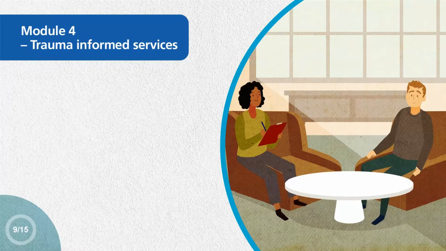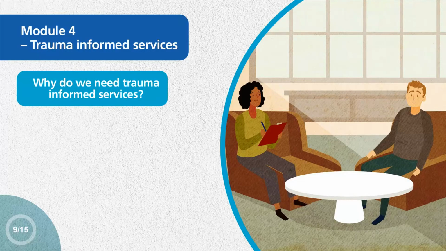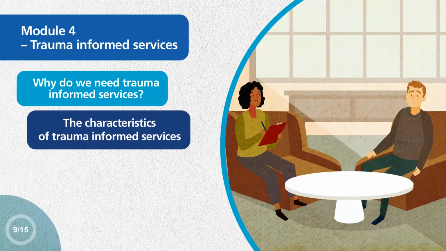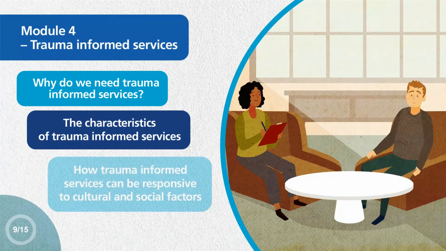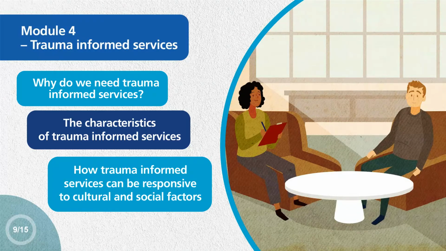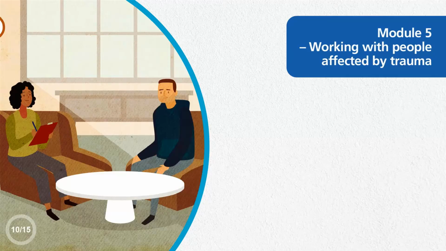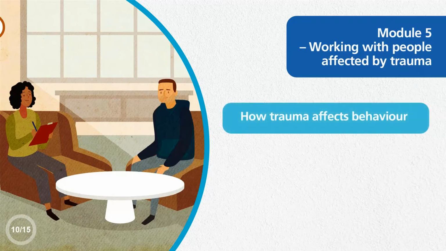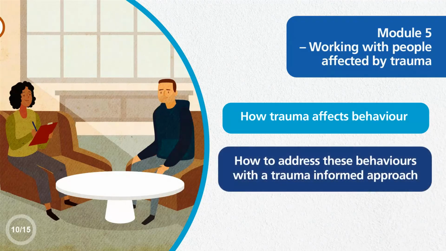In Module 4, Trauma-Informed Services, we'll ask why we need trauma-informed services. We'll consider what characteristics these services should have, and how we can ensure these services are responsive to cultural and social factors. In Module 5, Working with People Affected by Trauma, we'll explore how trauma can affect an individual's behaviours, and how recognising these behaviours is important in trauma-informed approaches.